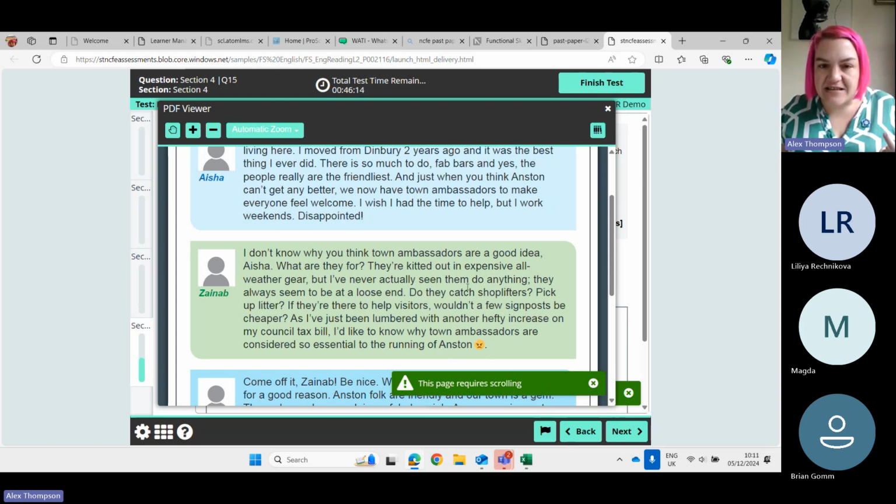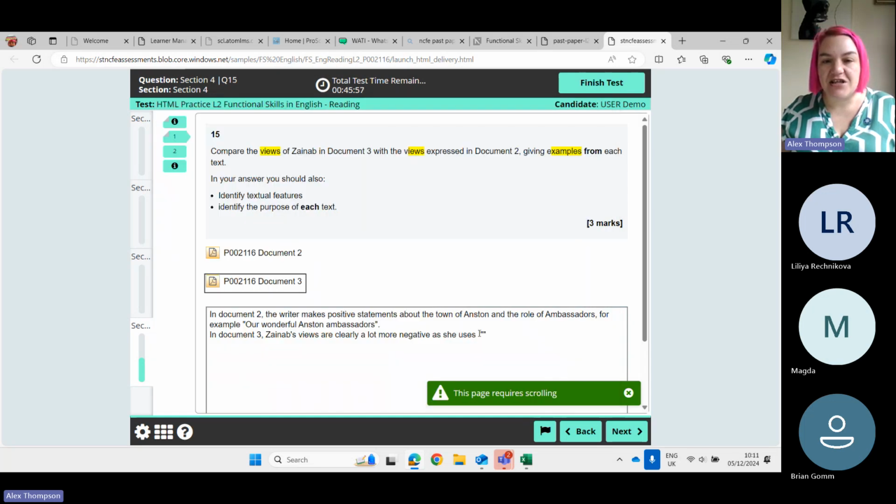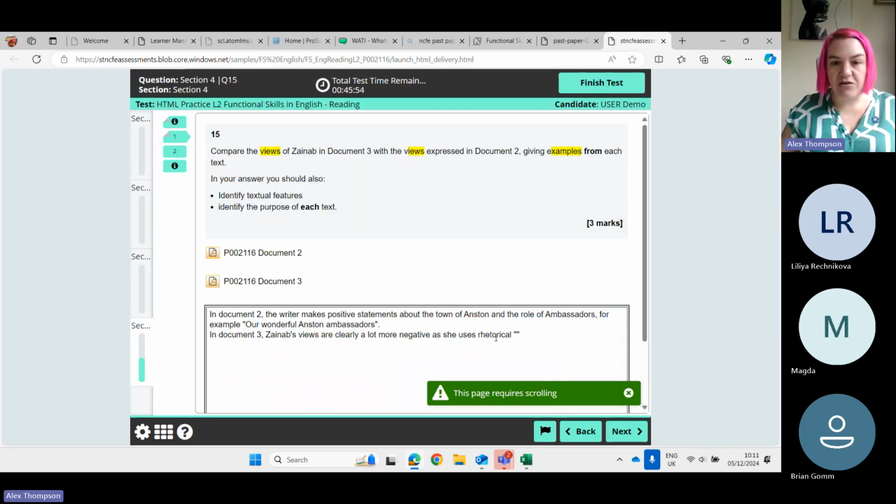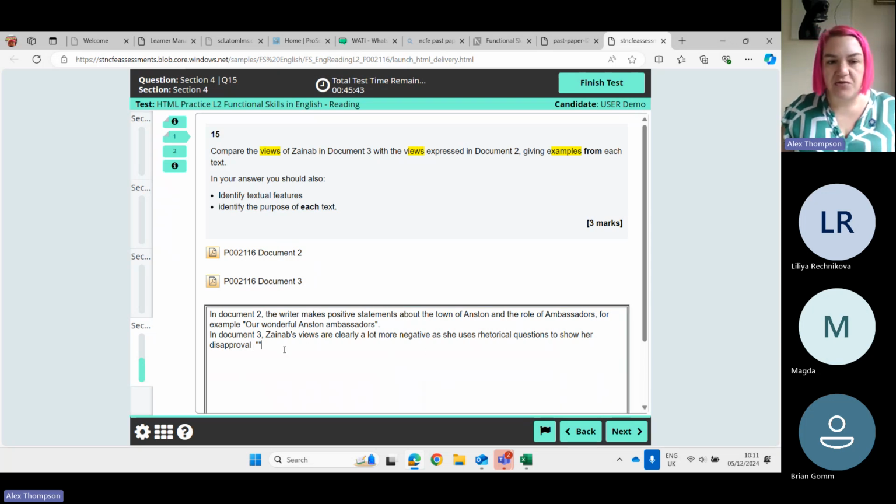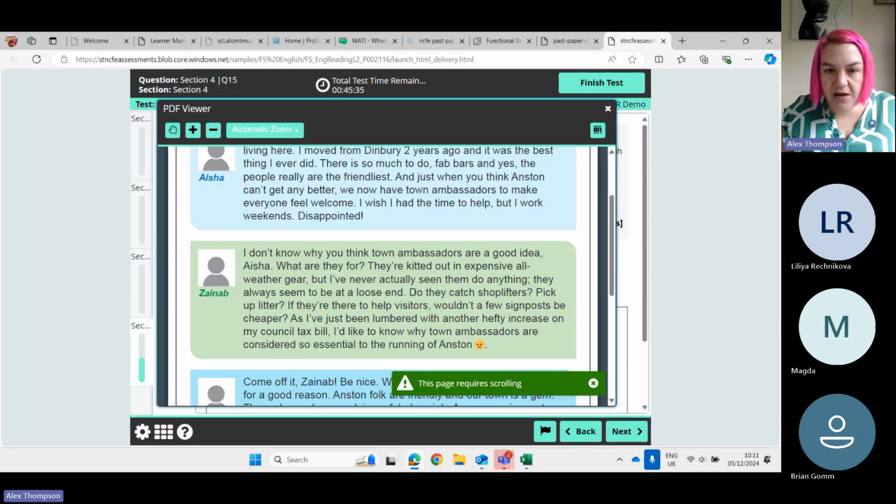For example, she says, "Do they catch shoplifters?" What we can infer from that is that she does not think that they will stop shoplifters. She says, "Do they pick up litter?" She's saying, I do not think that they pick up litter. So I'm going to say she uses rhetorical questions to show her, in this case, I think she's quite disapproving of the roles. So in document 3, Zainab's views are clearly a lot more negative as she uses rhetorical questions to show her disapproval. And again, we just copy and paste.